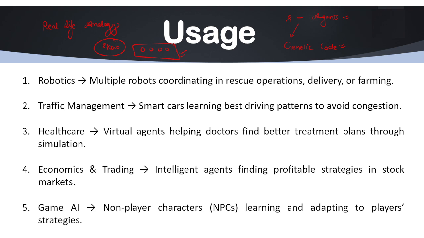Over time, the whole class performs better in exams. This is how genetic structure improves the multi-agent systems. I hope you understand the concept very clearly with the help of this particular example. If you still have any doubt, you can definitely share with me in the comment section.